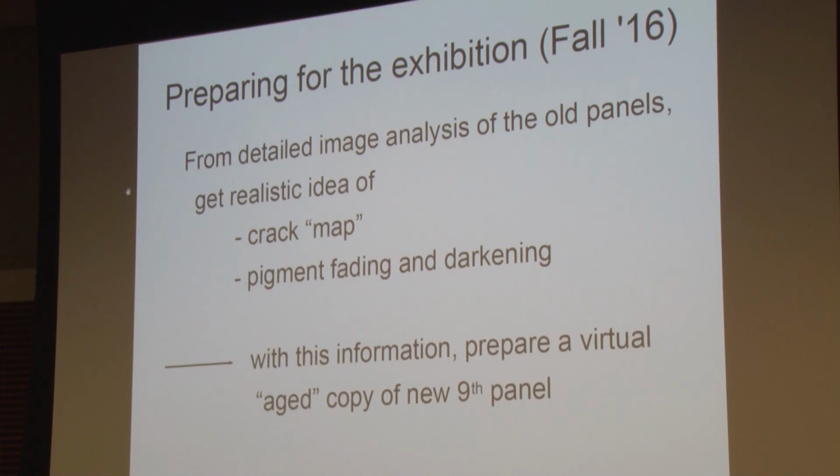And so we prepared a virtually aged copy of the 9th panel. And that copy was then printed. And that is what is in the panel when it's reunited now. And if you are in Raleigh before March 5th, you should go see this exhibit. That's when it closes. It's running right now. After that, it will go to Portland. So if you're in Portland between April and June, you can see the exhibit there.